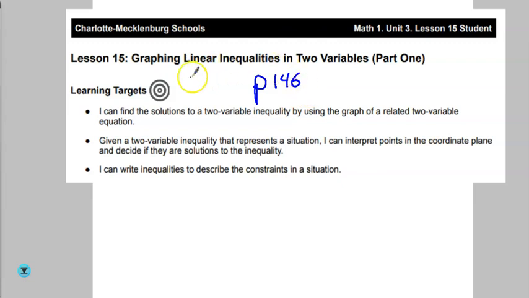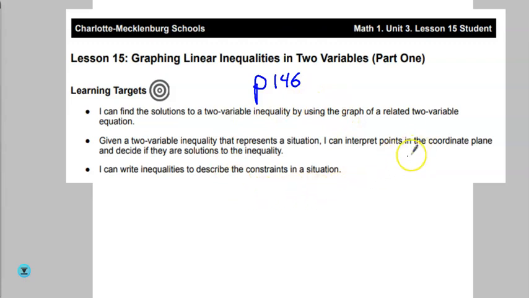So, learning targets: I can find the solution to a two-variable inequality by using the graph of a related two-variable equation. Given a two-variable inequality that represents a situation, I can interpret points in the coordinate plane and decide if they are solutions to the inequality, and I can write inequalities to describe constraints in a situation. So let's get into it.